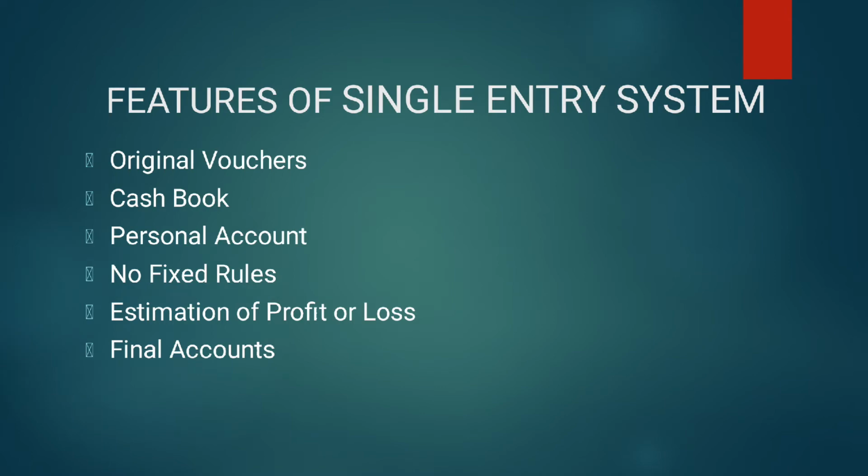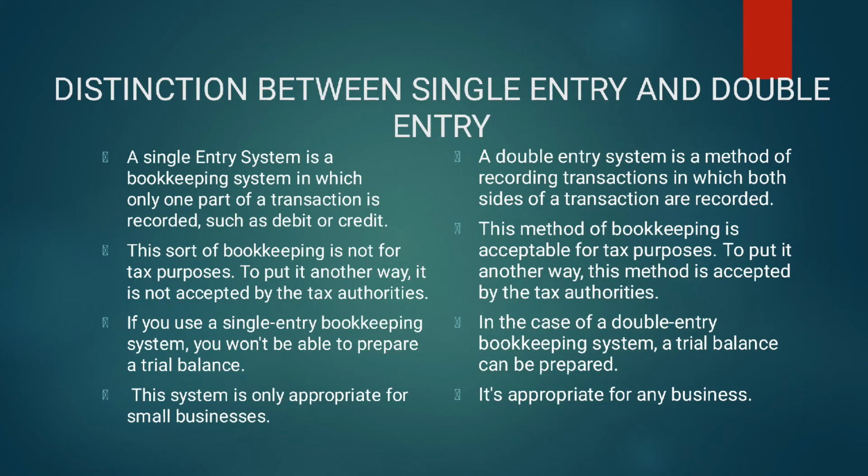Features of single entry system. First one, original vouchers. Second one, cash book. Third one, personal account. Fourth one, no fixed rules. Fifth one, estimation of profit or loss. Sixth one, final accounts. Next, distinction between single entry and double entry.